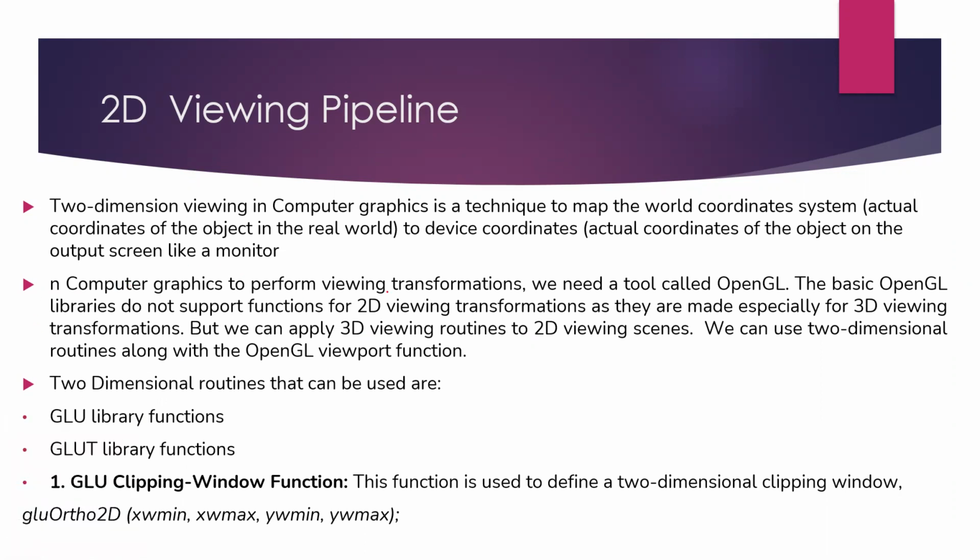In computer graphics, to perform viewing transformations, we need a tool called OpenGL. The basic OpenGL library does not support functions for 2D viewing transformation as they are made especially for 3D viewing transformation, but we can apply 3D viewing routines to 2D viewing scenes. We can use two-dimensional routines along with the OpenGL viewport functions. The two-dimensional routines that can be used are GLU library functions and GLUT library functions.